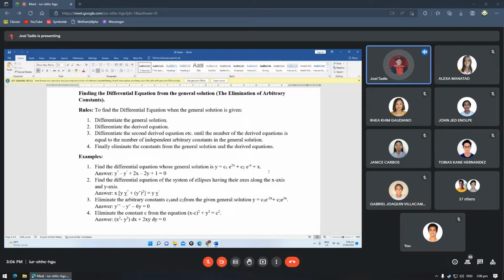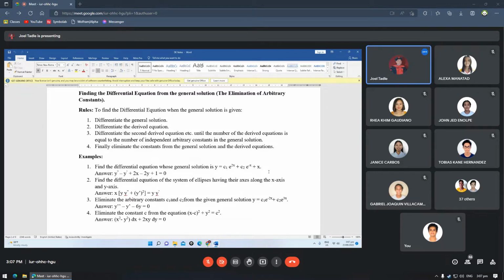So since we see two arbitrary constants here, we need to differentiate 2 times from this given general solution. Then after that, we eliminate the constants to arrive at this answer: y double prime minus y prime plus 2x minus 2y plus 1 equals 0.